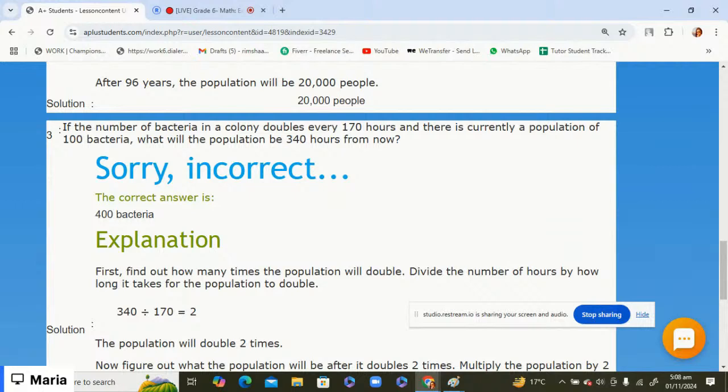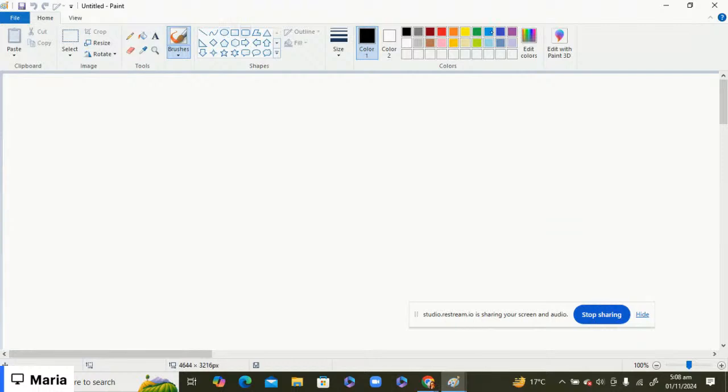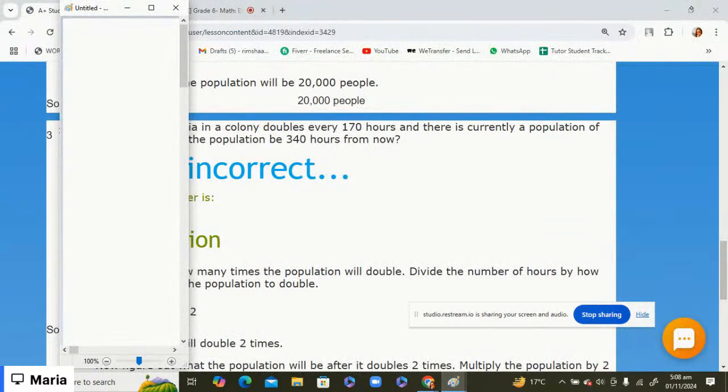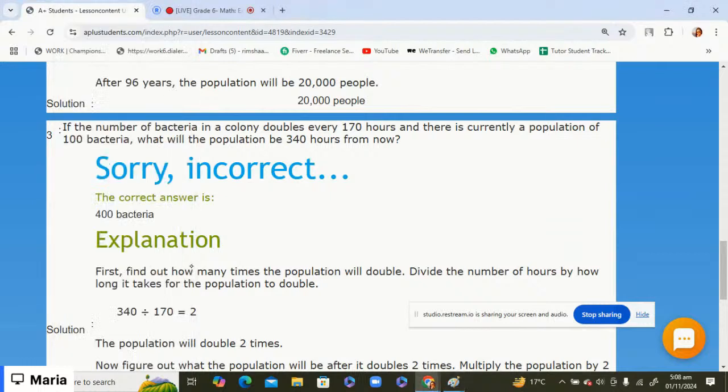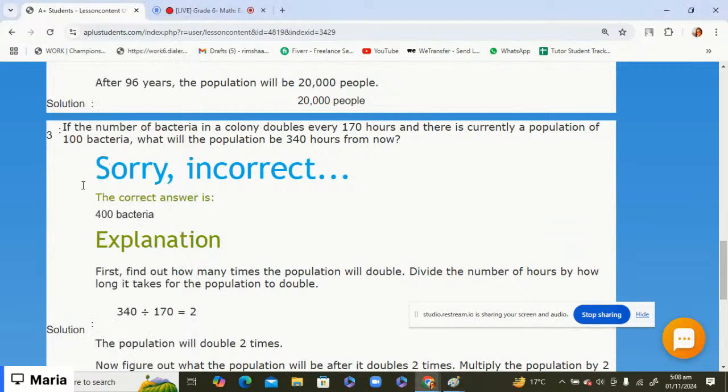So just simply, first of all, what do we do? Look here. We are just simply dividing. Which number is dividing? 340 divided by 170, and then we get the answer 2. So it means that this should be doubled two times.